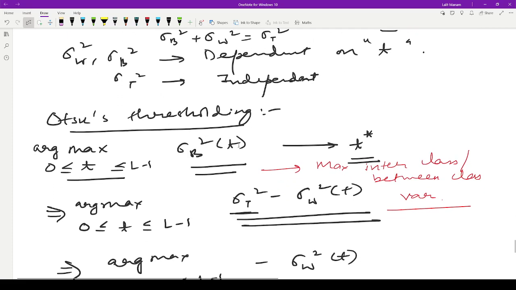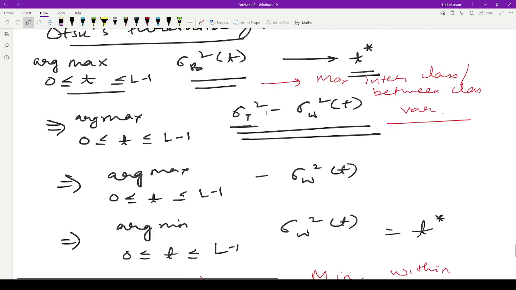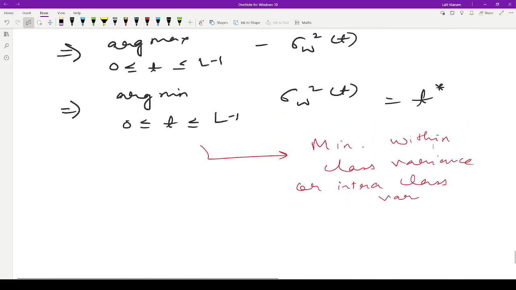check for the basic principle of Otsu thresholding, which is maximize interclass variance or between class variance, which is again equivalently written as minimize within class variance or intraclass variance. Okay, so is this clear?